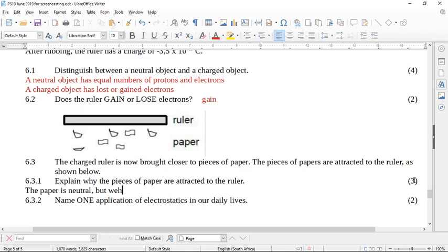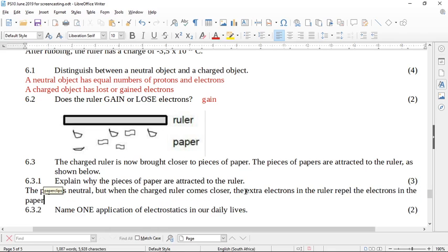but when the charged ruler comes closer, okay, the electrons in the ruler, and we should actually say the extra electrons in the ruler, because remember the ruler's gained electrons. The extra electrons in the ruler repel the electrons in the paper. Now remember, this is called induction or polarization. So the paper has become polarized.